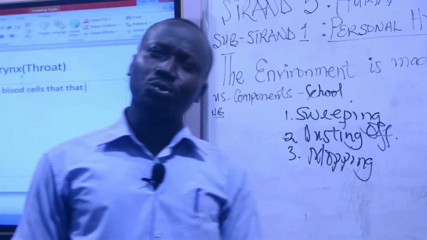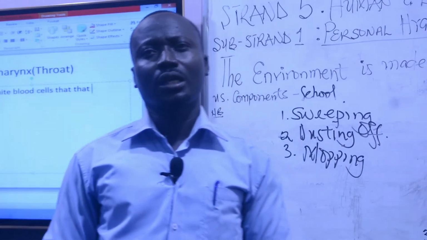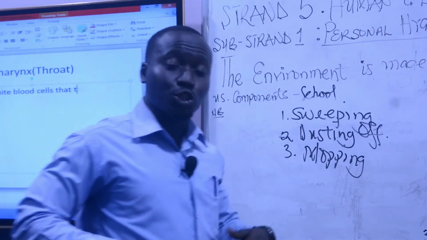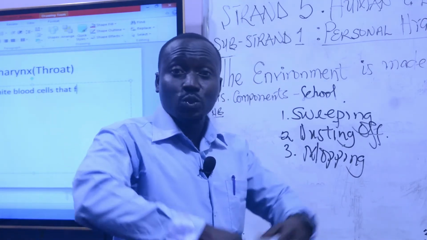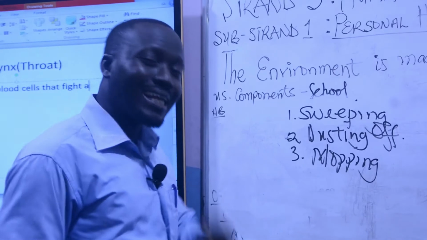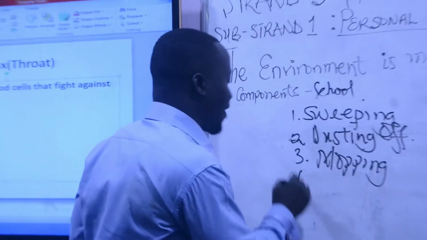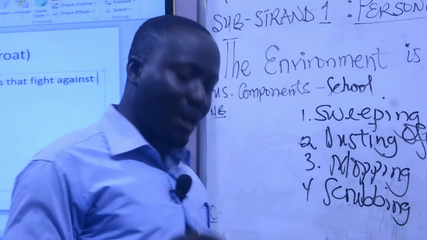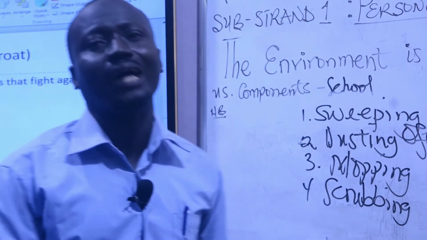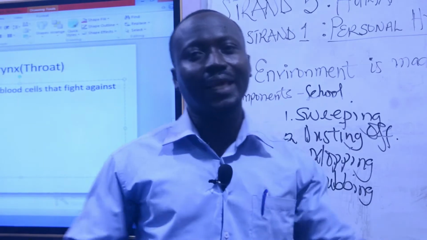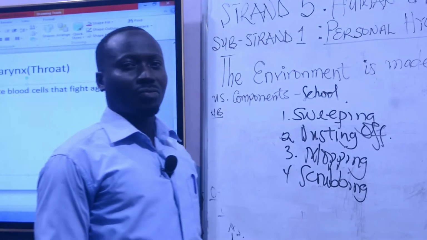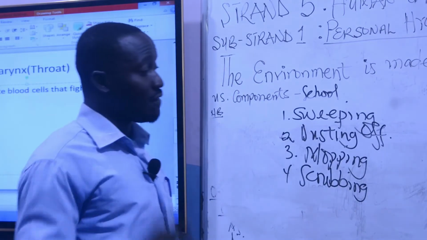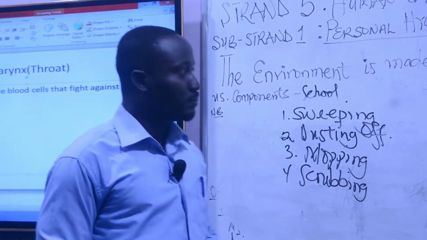Look at this one too. When you go to the bathhouse, the most important thing is to make sure that the surroundings where you take your bath is clean. And the best way is to make sure you scrub. Scrubbing is also another way of keeping the environment clean. You scrub the floor, you scrub the tiles. You make sure the walls are clean. It's a nice way of keeping your environment healthy.